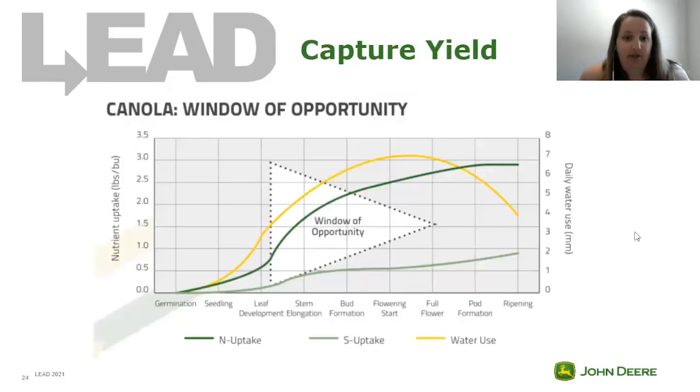Your window of opportunity in canola is going to be just after leaf development and then narrowing as we get to full flower. You can see your best opportunity here is where the triangle is wide. This graph also gives an indication of what our water use curve looks like, and when our nitrogen uptake is highest throughout the growing season. So this would be your window of opportunity for canola.